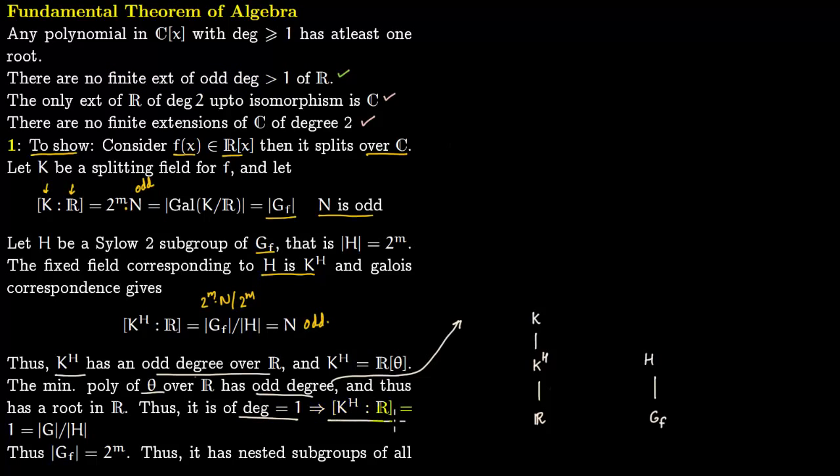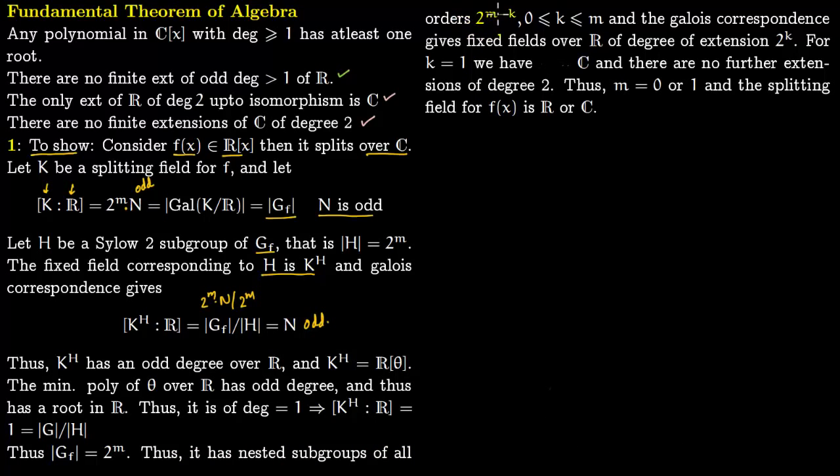So K^H over R is 1, so this n is 1, so K^H is equal to R, and the order of our Galois group is precisely the order of H. So the order of G(F) is precisely the order of H, so G(F) over H is 1. Since we said that H is of order 2^m, this Galois group has order 2^m, and therefore it has nested subgroups of all orders. So the orders are 2^(m-k), where k lies between 0 and m.